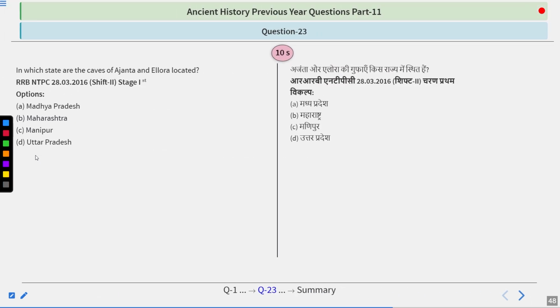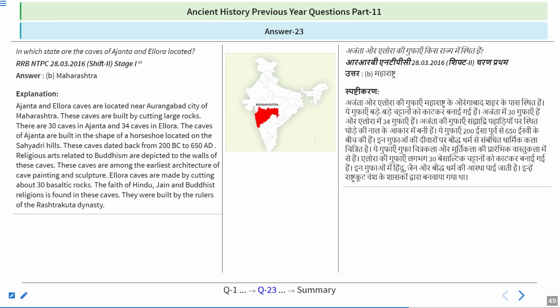In which state are the caves of Ajanta and Ellora located? Options are Madhya Pradesh, Maharashtra, Manipur, or Uttar Pradesh. Try to answer this one, guys. I hope you are giving the right answer, because we just discussed this question so many times in different questions.